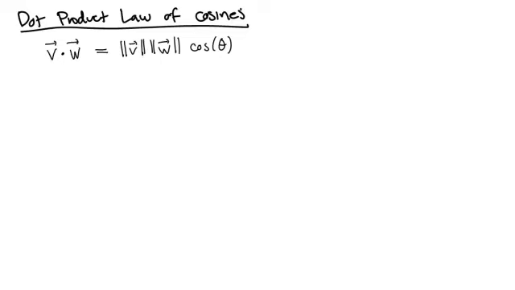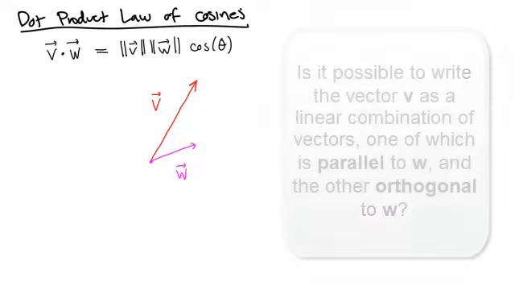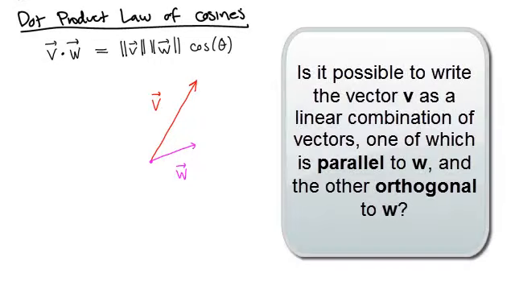One final application of the dot product law of cosines is what's called the projection problem. The projection problem says this. Suppose you have a vector v, and then you have some other vector. Let's call it w. The projection problem is this. Is it possible to write the vector v as a sum of two vectors, one of whom is parallel to w. This is sometimes called v parallel. And one of whom is perpendicular to w, which is sometimes called v perp.